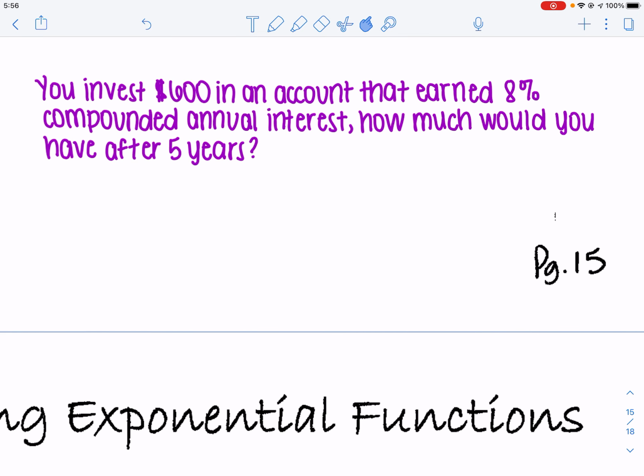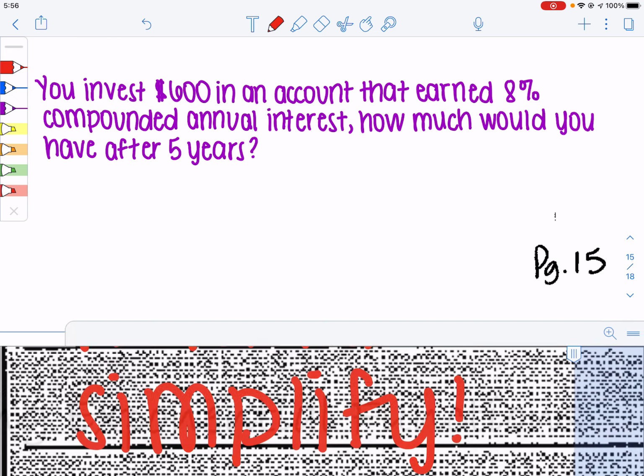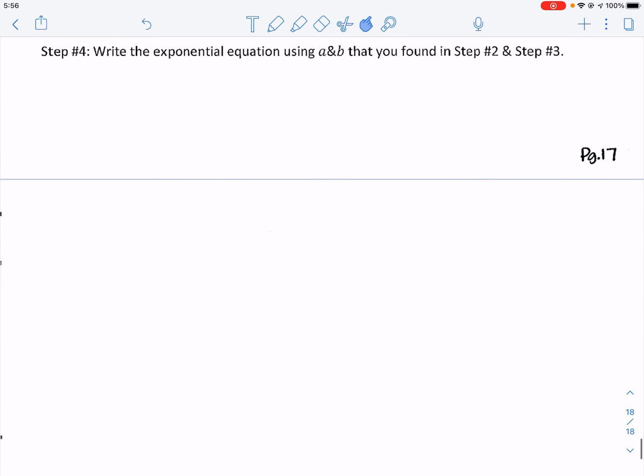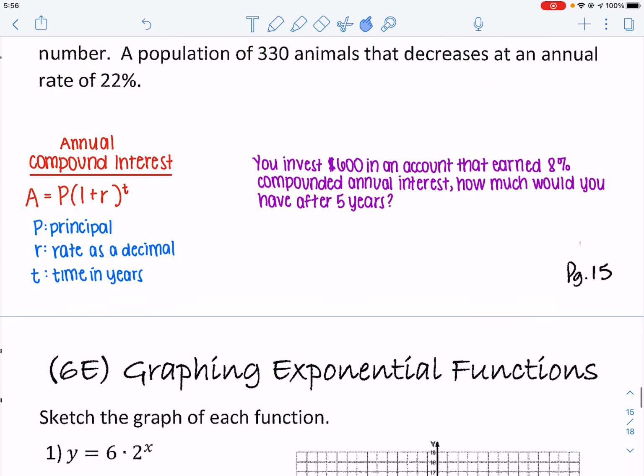So let's pretend that you invested $600 in an account that earns 8% compounded annual interest. How much are you going to have after 5 years? So in this account that you're investing in, you're starting off by investing $600. After 5 years, if you earn 8% compounded annually, I'm asking how much money are you going to have after 5 years? Okay, so go and write that in. Take a second, write it in. And then let's go ahead and solve it.